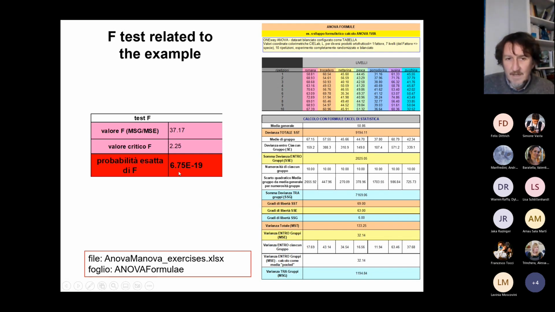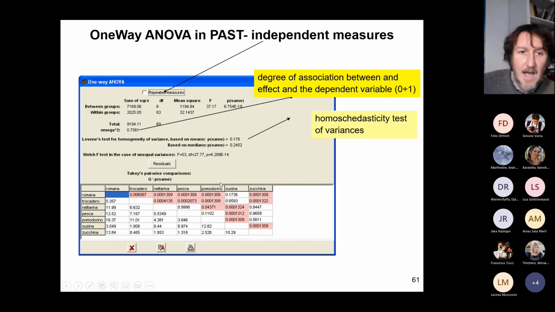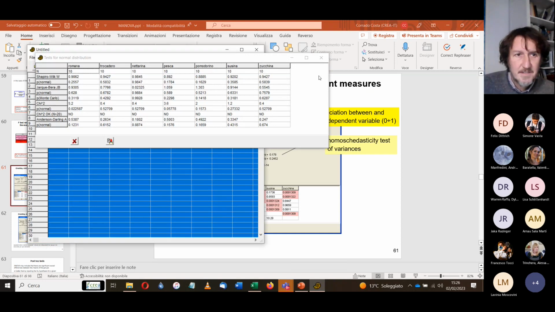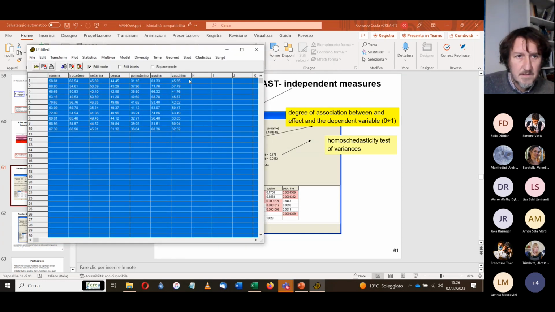So the ANOVA F-test showed that the null hypothesis of comparability of the means is rejected. So at least one of the seven species is different from the others. But how could we know which? First of all, we try to do this in PAST. So we had these seven distributions. We select all.